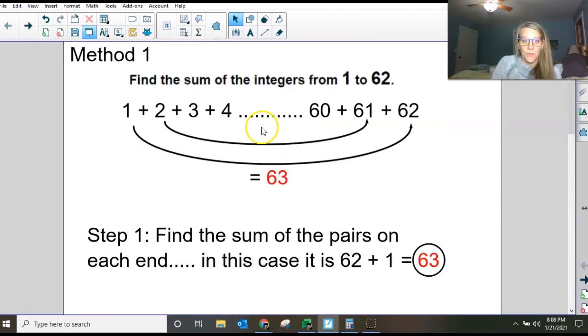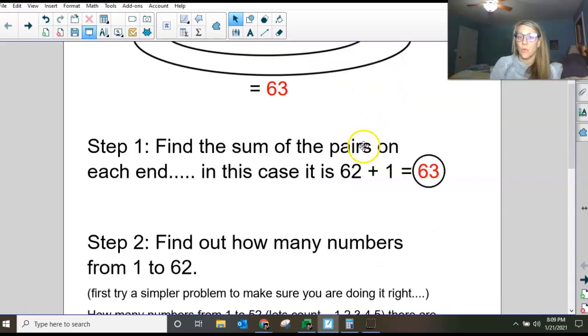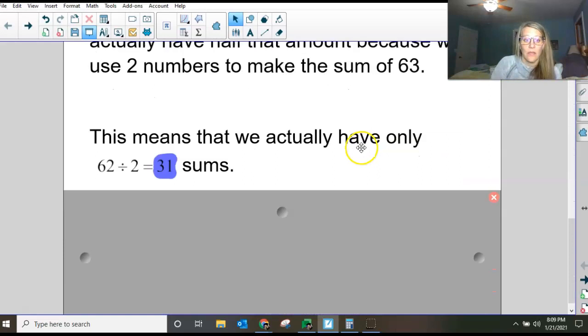So if we go back up here, because we're combining 1 and 62, that's one set. And then the next set. So the total number of numbers that we have is getting cut in half because we're pairing them up. All right, so we have 31 sums.